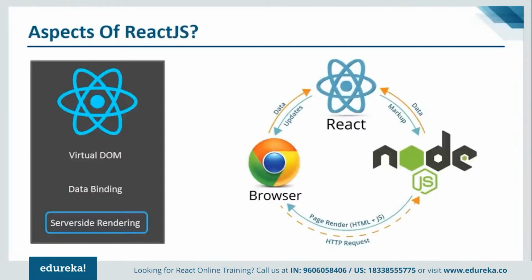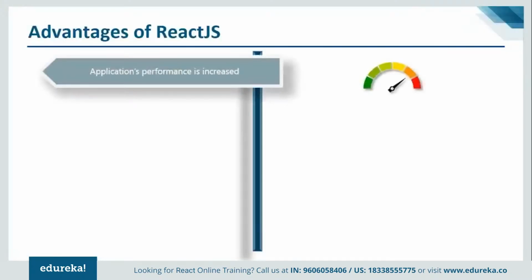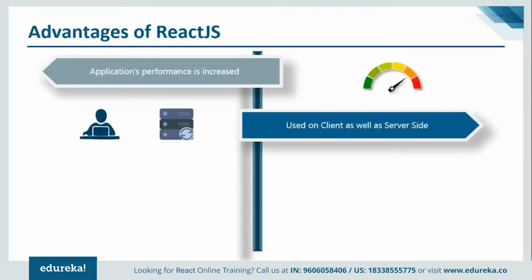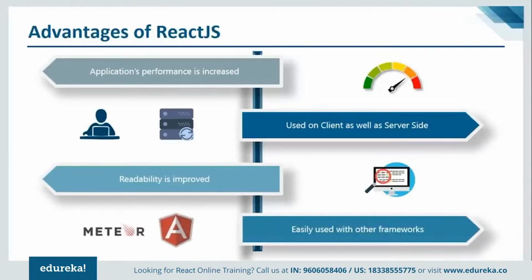All of these features together make ReactJS a powerful and robust library, which provides us with some major advantages. Because of the use of virtual DOM, the application's performance increases. Moreover, it can be used on client as well as server side. React's JSX increases the readability of the code, so it becomes easy to debug and maintain. And lastly, ReactJS can be easily integrated with frameworks like Meteor or AngularJS.